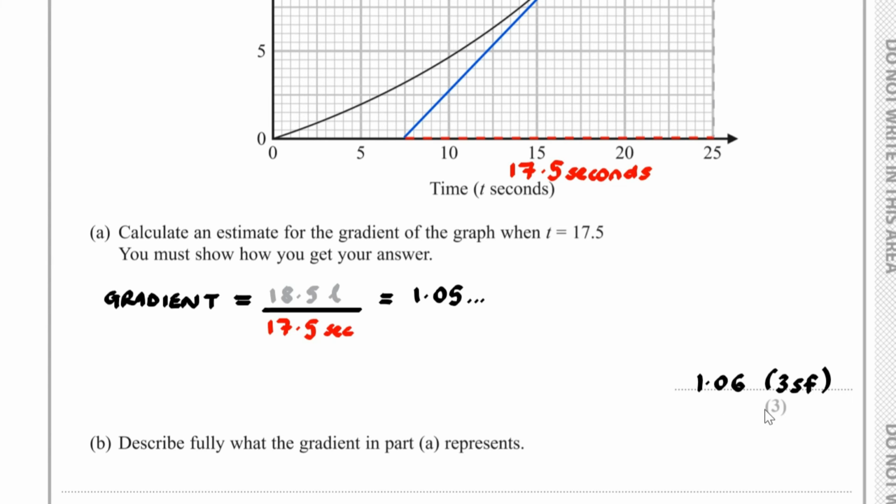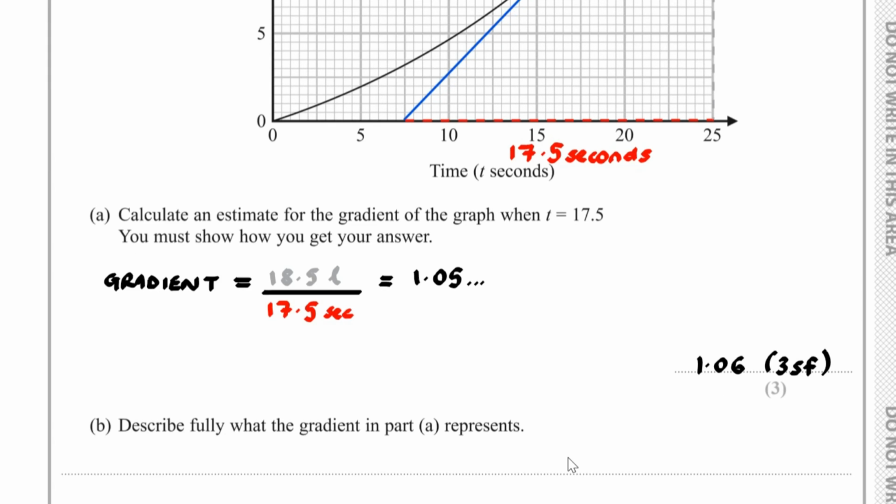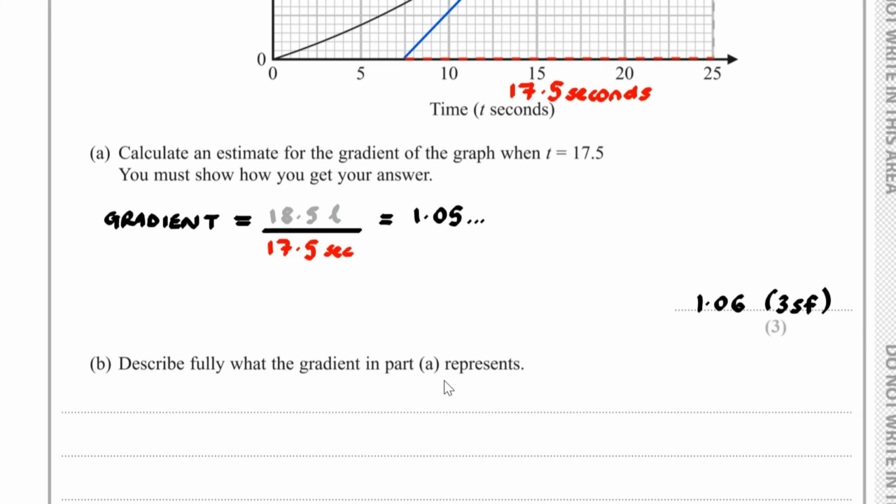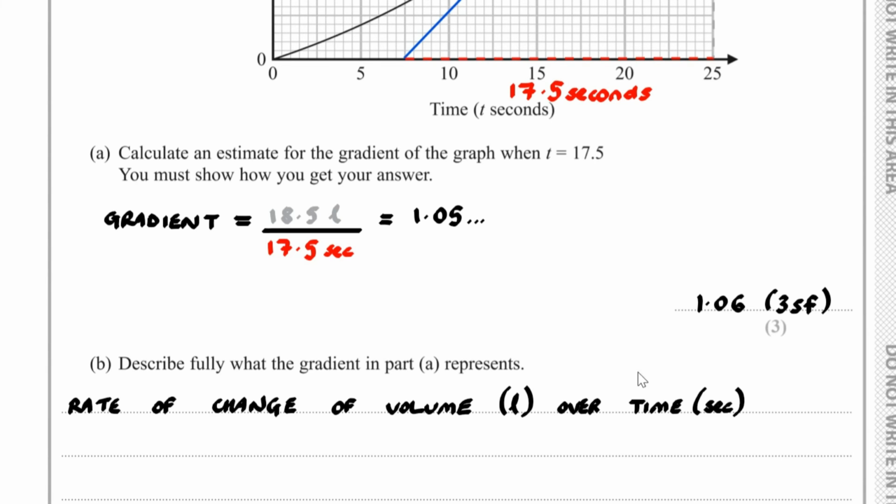Then for part B, we have to describe fully what the gradient in part A represents. Well, it's the rate of change of volume in litres over time, in seconds.